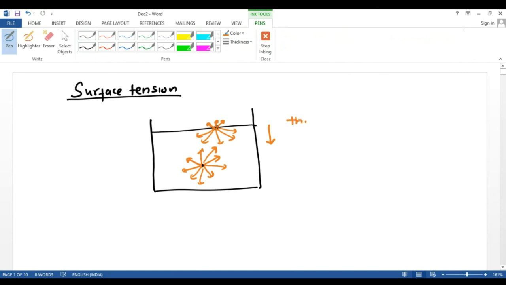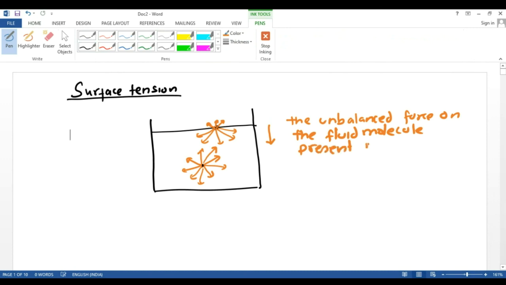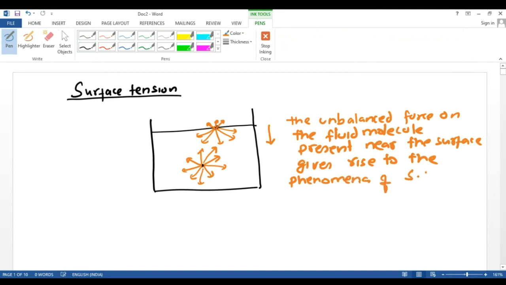So the unbalanced force on the fluid molecule present near the surface gives rise to the phenomenon of surface tension.